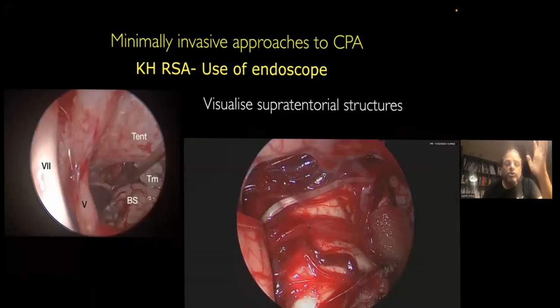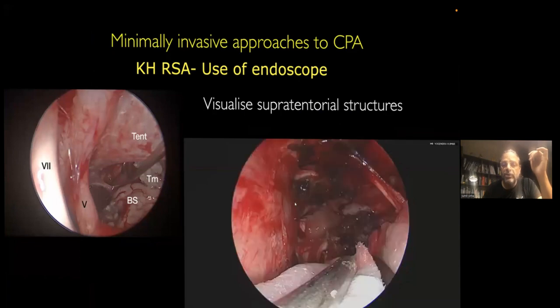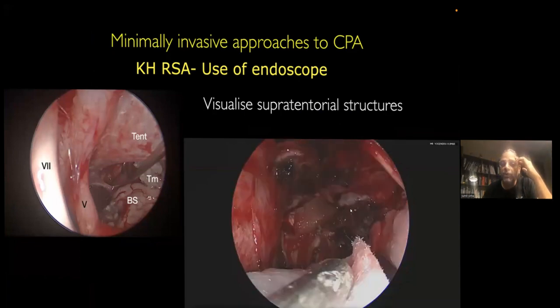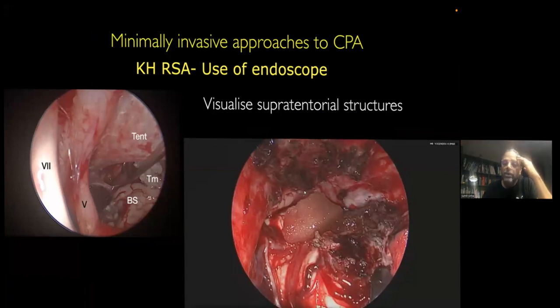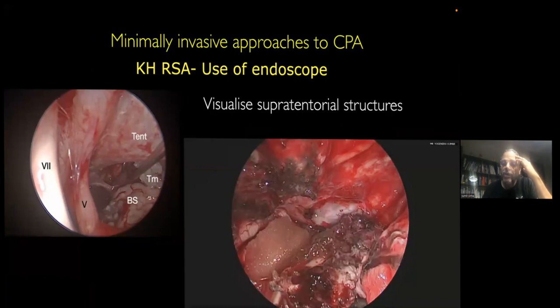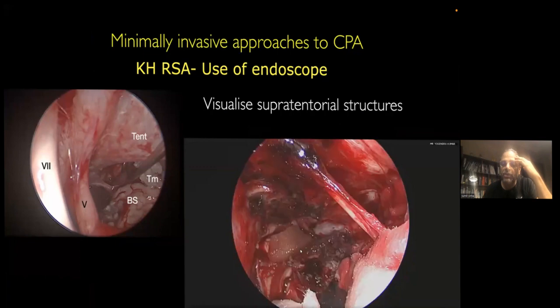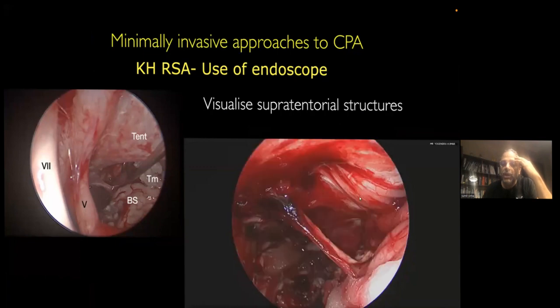Endoscope can be used to visualize the supratentorial structures. As you can see, after the removal of this petroclival meningioma, there is absolutely complete removal of the tumor tissue through the keyhole, and you see the sixth nerve, the third nerve, the fourth nerve, seventh nerve, lower cranial nerves.